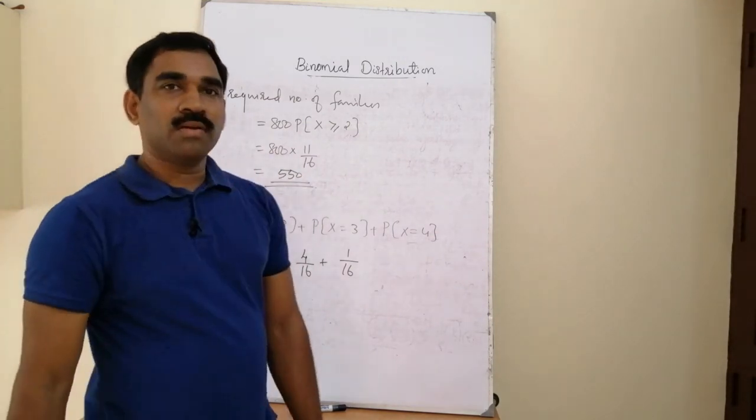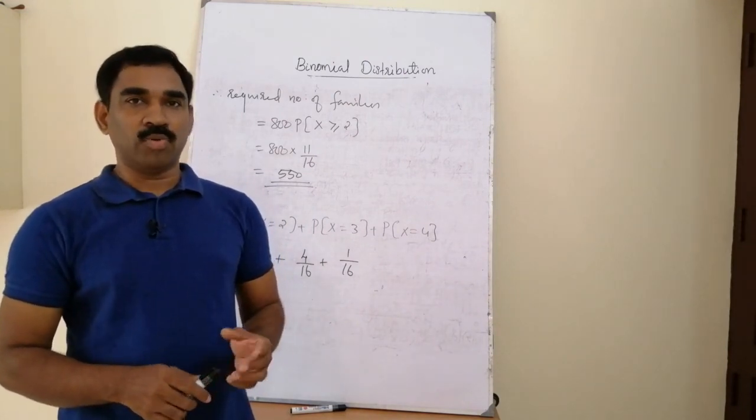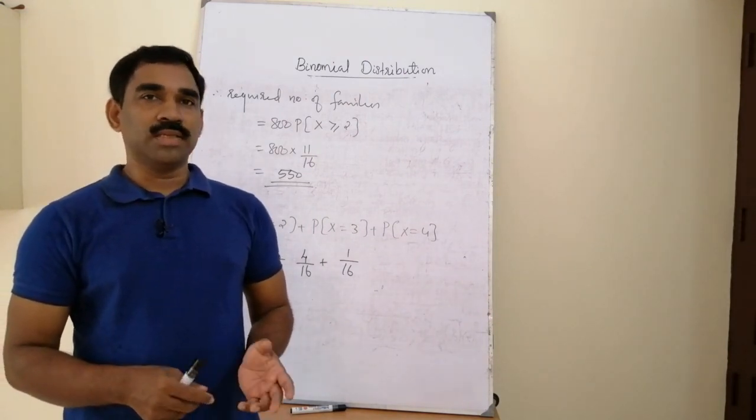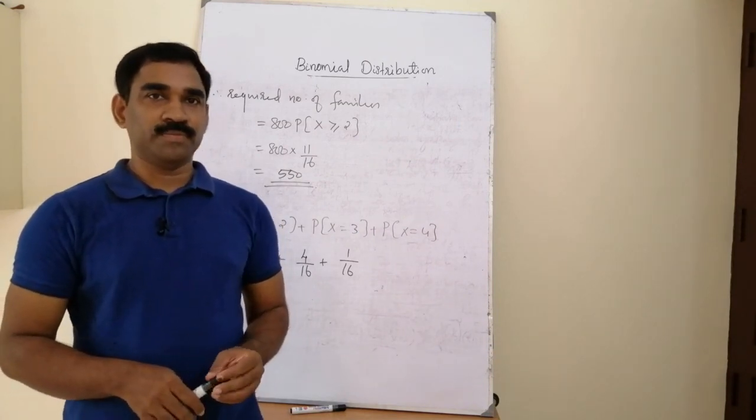So this is the way in which we are solving some problems using the binomial distribution. The first problem is about probability computation and the second is about some number computation after computing the binomial probability.